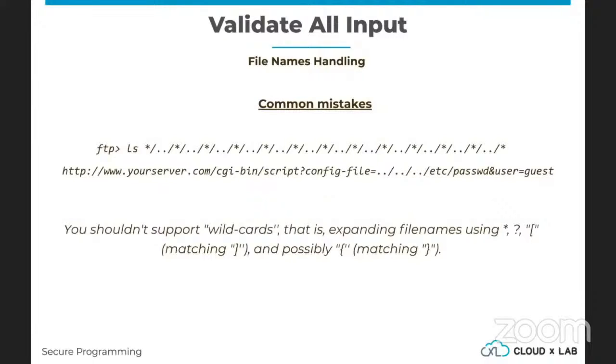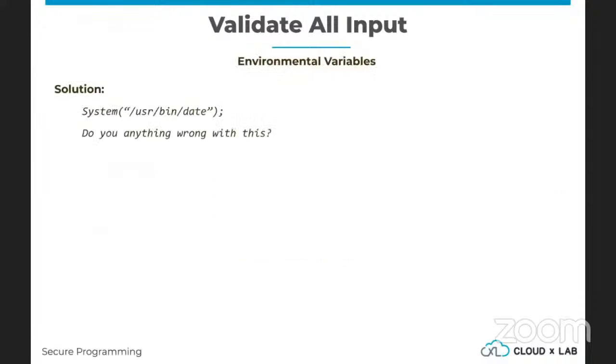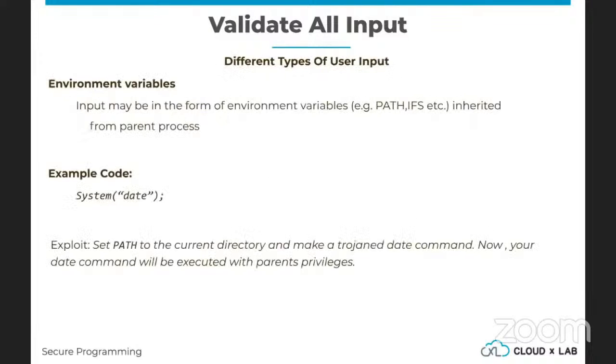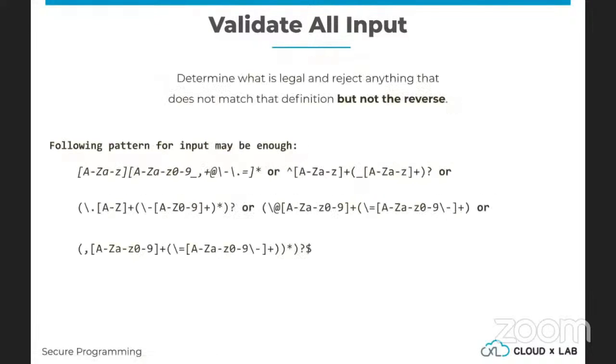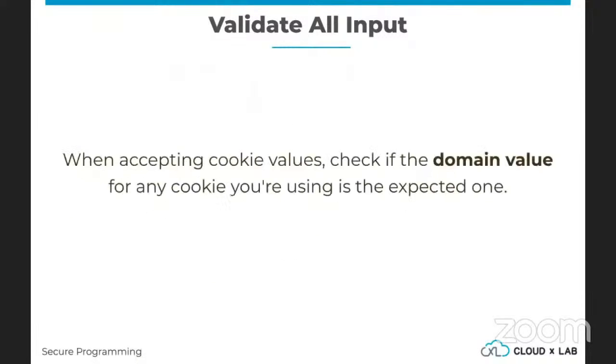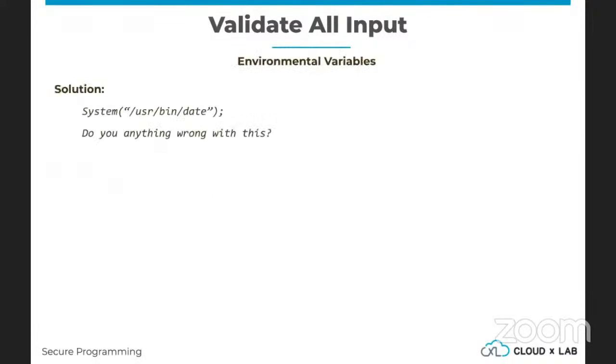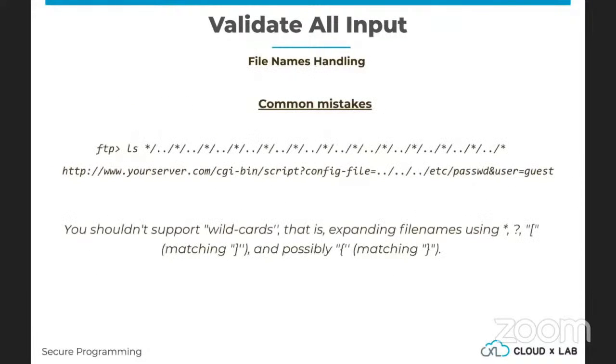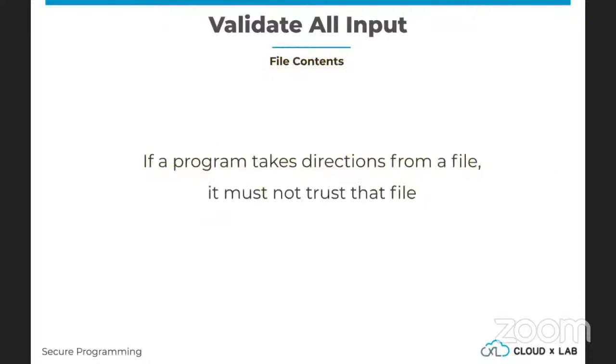So the inputs could also come as files. Inputs could come as direct inputs from the user. Inputs could come as environment variables. The input could come as file names provided by the user, or URLs that are coming around, and so on.